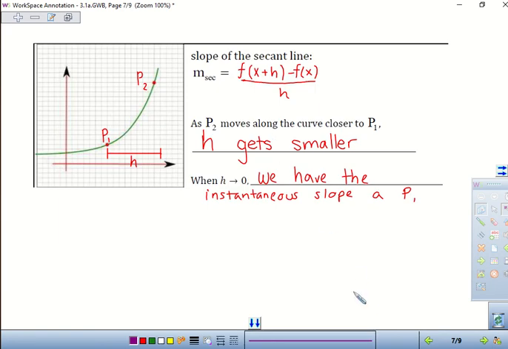So if we're looking at something like this, to find the slope of the secant line, you calculate it like any other slope. As p sub 2 moves along the curve closer to p sub 1, the horizontal distance between the 2 points gets smaller. And when h approaches 0, we have the instantaneous slope at p1. So that's how we calculate the instantaneous slope, by finding the average rate of change slope, and then taking the limit as h approaches 0. So that's how you go from average to instantaneous. You take the limit. Let me know when you're ready.